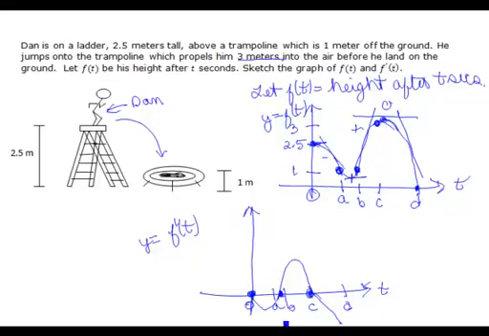So kind of a rough graph, but by looking at the tangent lines to the original function, we can then sketch a rough graph of what the derivative would look like. So again, we've got this cute little problem about Dan jumping on a trampoline, and by what we know about what really happens, we can sketch a graph for the original function, and once we have that, we can sketch a graph for the derivative.